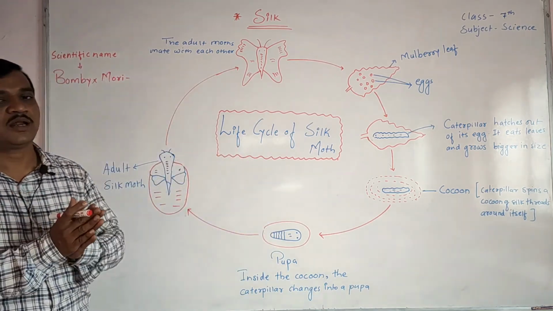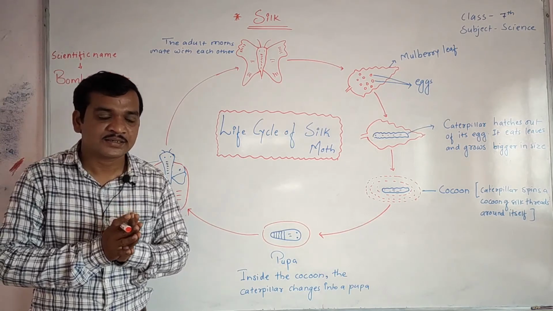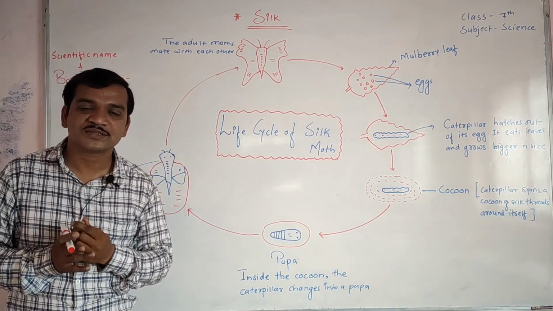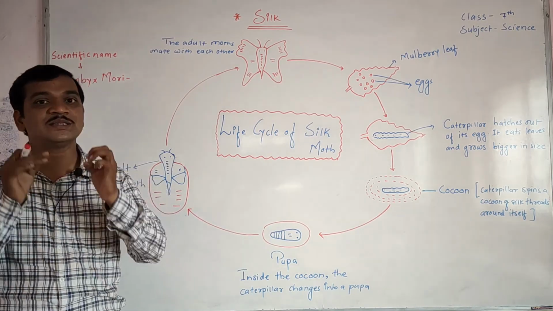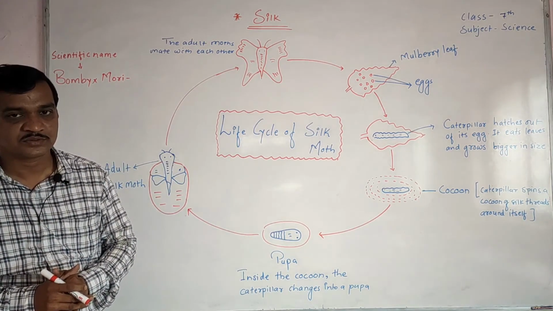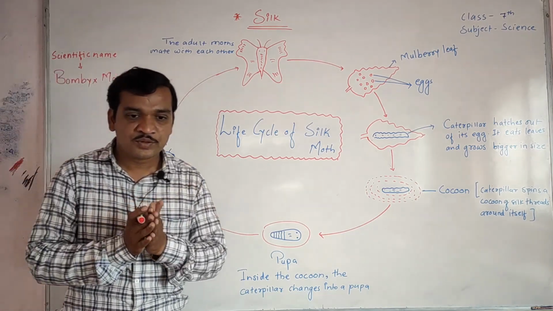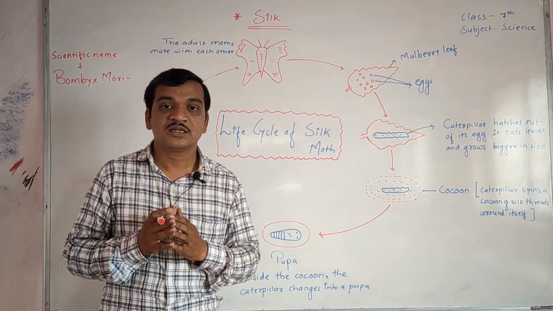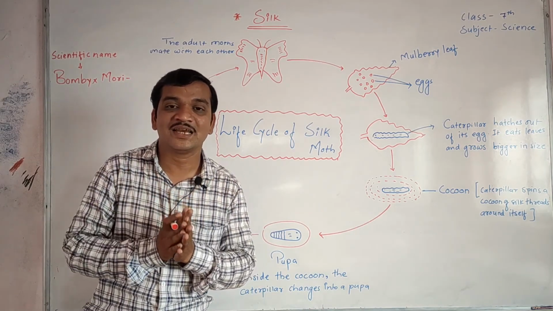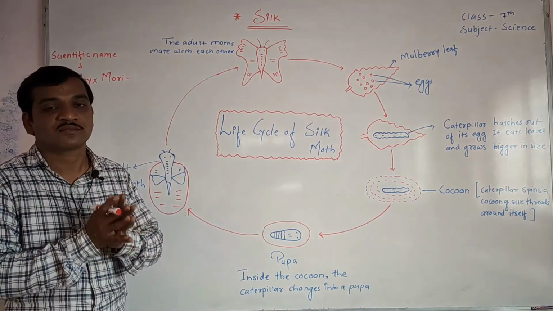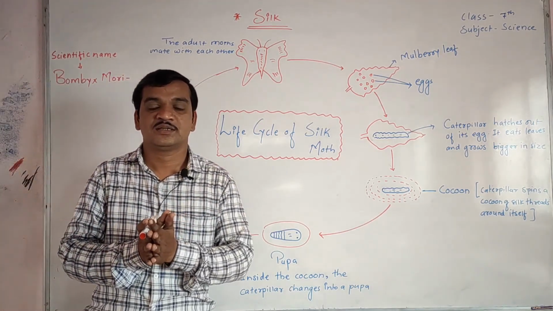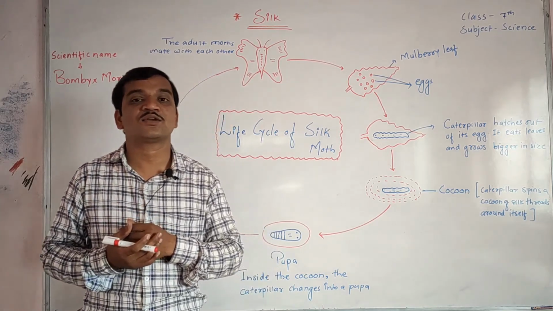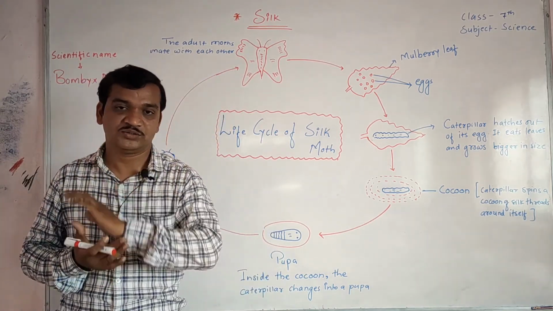Today we are going to learn about silk and the life cycle of the silk moth. Do you know, students, silk? Have you seen the silk sarees? So for making silk sarees, we need silk, and that silk is obtained from an insect called the silk moth.